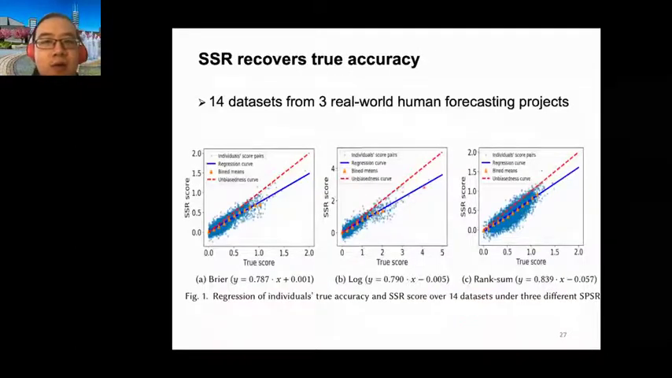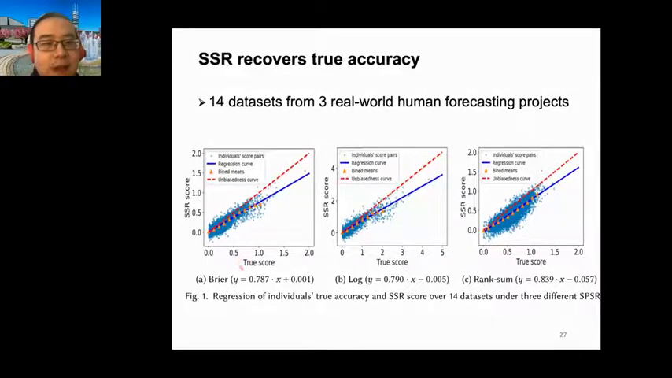And we tested our score on 14 datasets from 3 real-world human forecasting projects. Here, the y-axis is our SSR score, and the x-axis is the true strictly proper scoring rules. And we tested 3 different strictly proper scoring rules. So we can see that the SSR score recovers all true scores with a strong linear relationship.